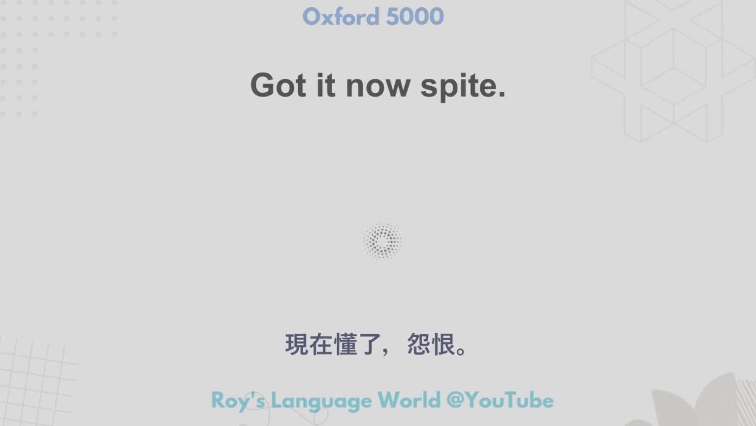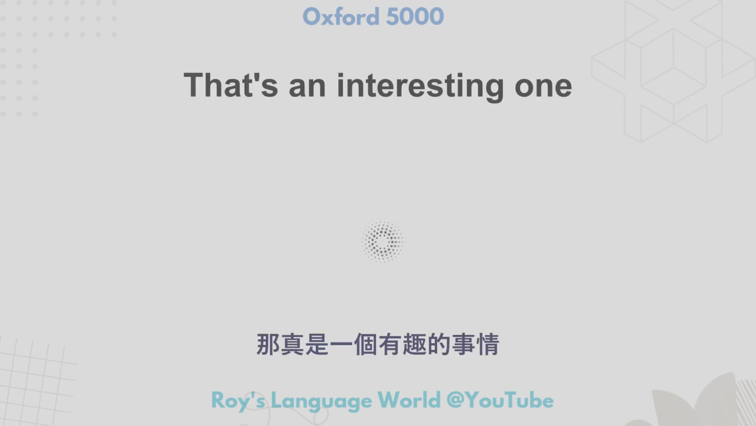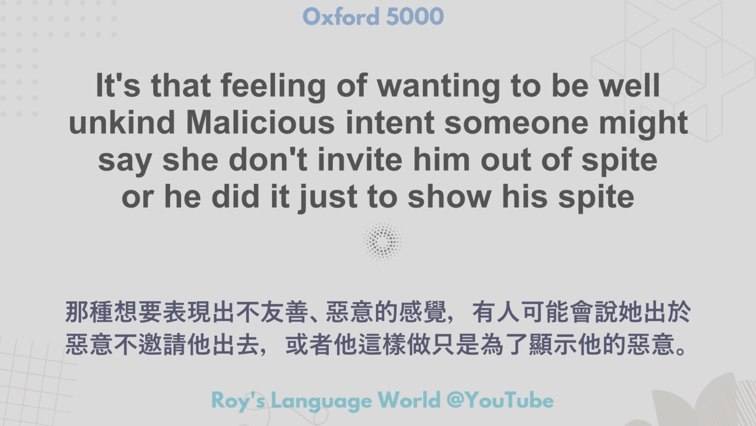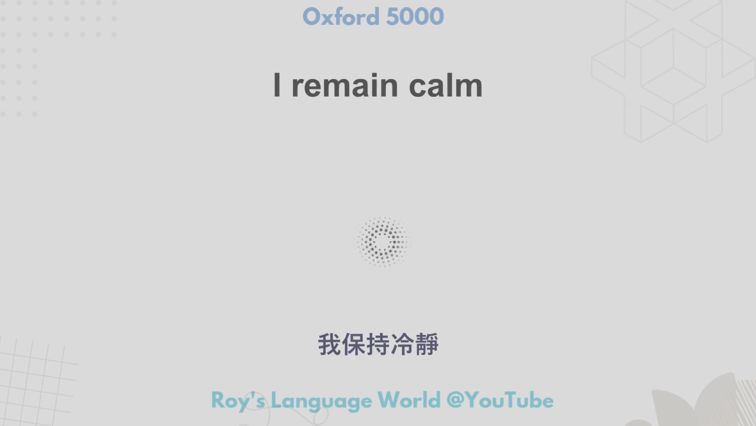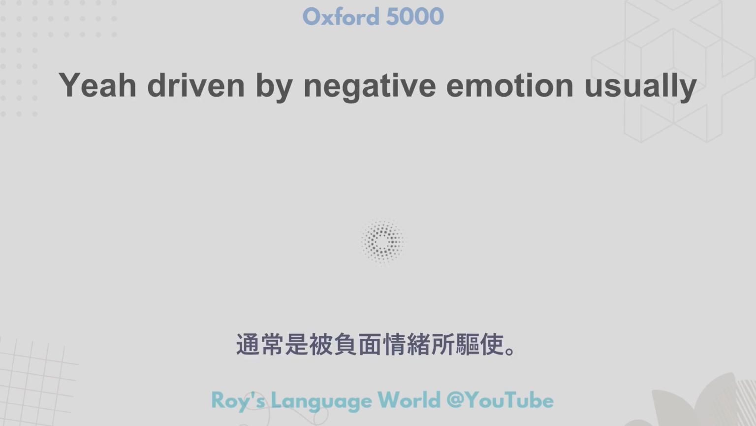Now, spite. That's an interesting one. It's that feeling of wanting to be unkind. Malicious intent. Someone might say, she didn't invite him out of spite, or he did it just to show his spite. Right. And you could react calmly, even if someone's being spiteful. Despite her spiteful comments, I remain calm. Yeah. Driven by negative emotion, usually.